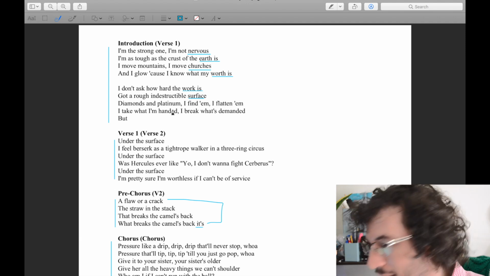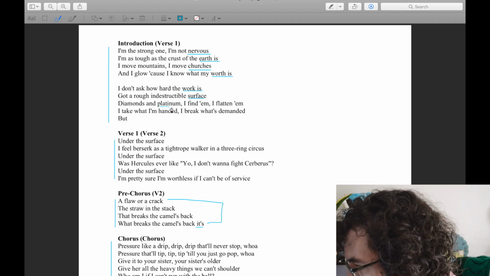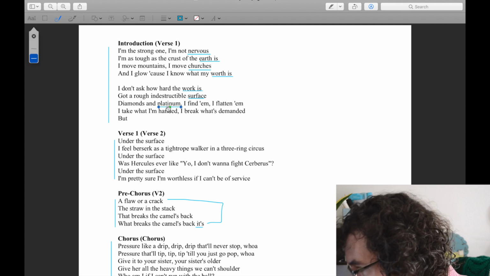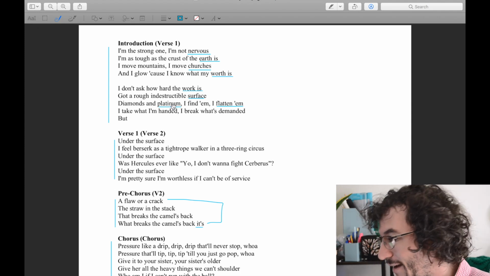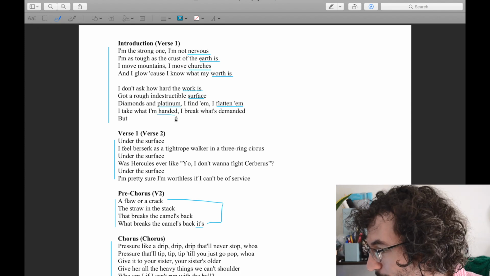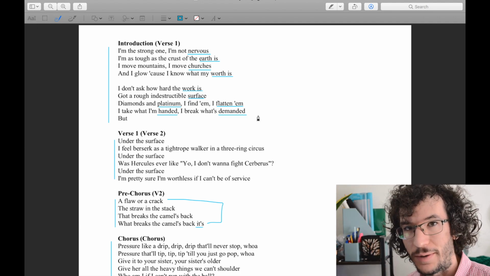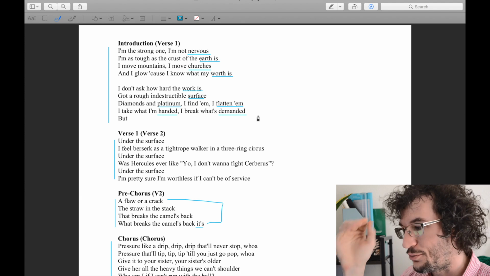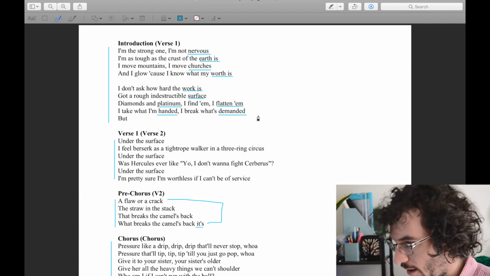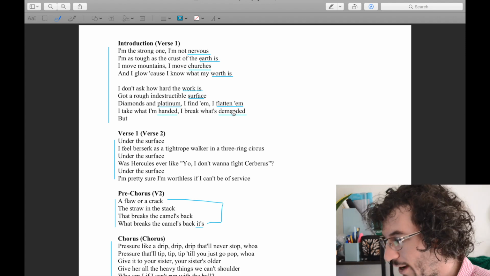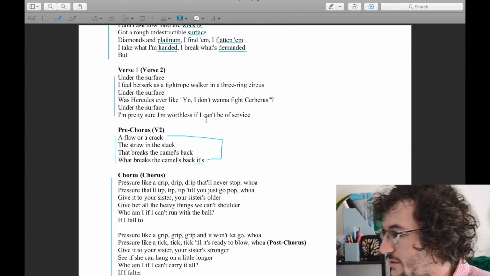But in order to make these lines strong, what he's done instead is these internal rhymes. Diamonds and platinum, I find them, I flatten them. Okay, so we have platinum, platinum, and then I take what I'm handed, I break what's demanded. So there's our departure from the pattern that was set up. Instead of rhyming our end lines with all of the same vowels, we now are doing internal rhymes on these last 2 lines. And that departure from the pattern gets us into verse 1.